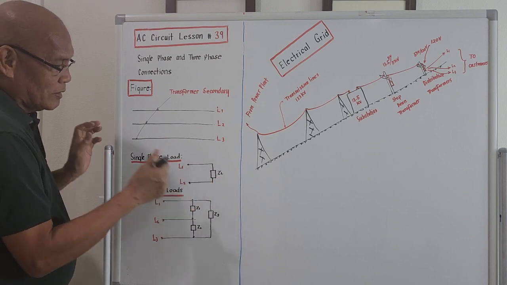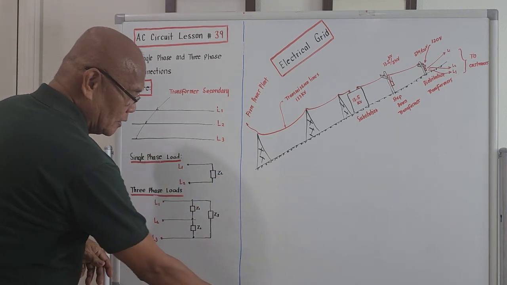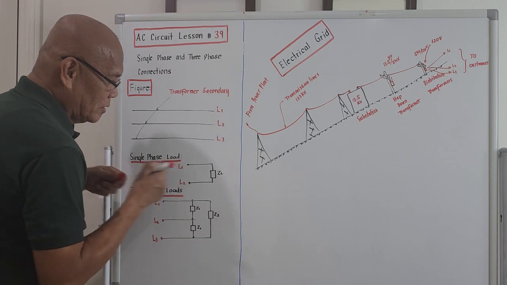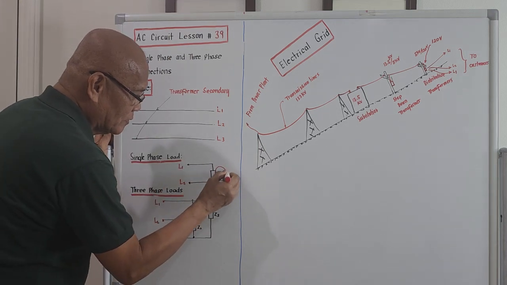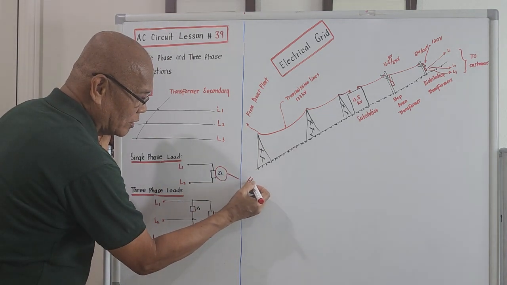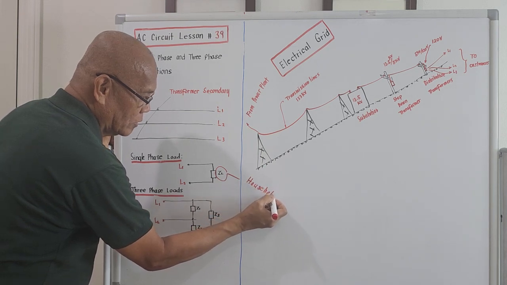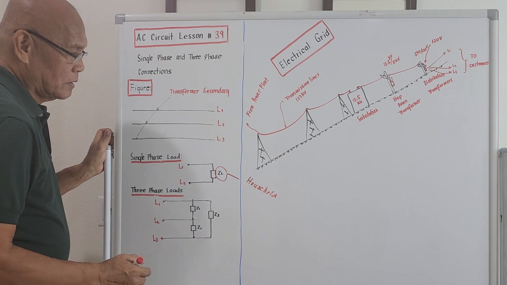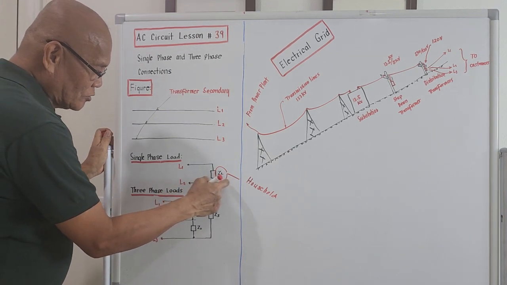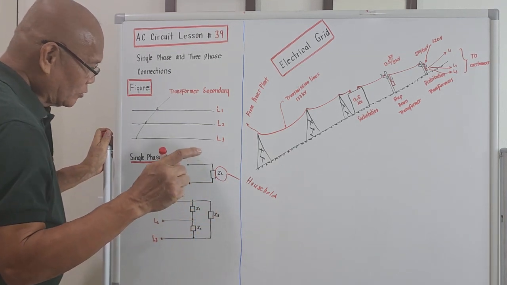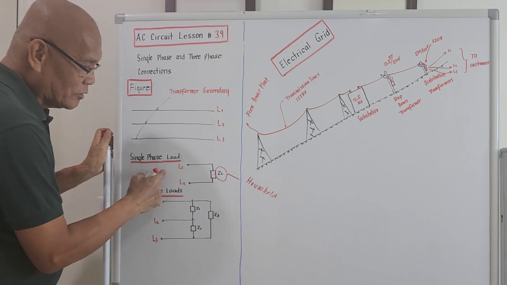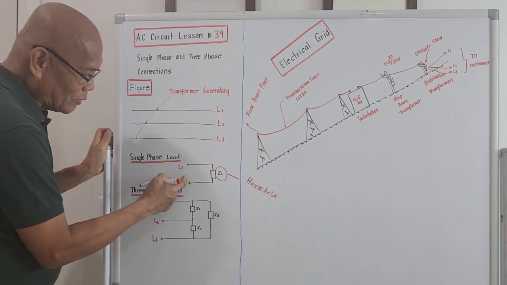So if we are considered a single phase load, designated by C sub L, this might be a household. If you are considered a single phase load, you are only connected to either line number 1 and line number 2.